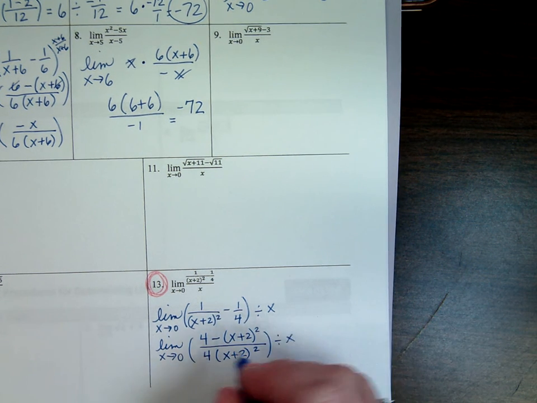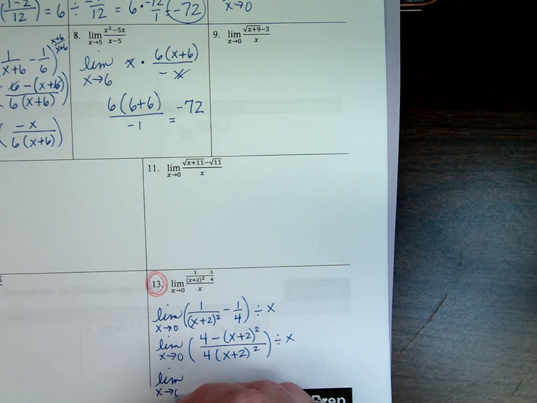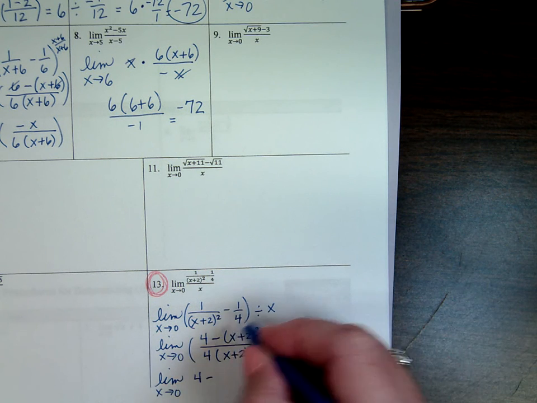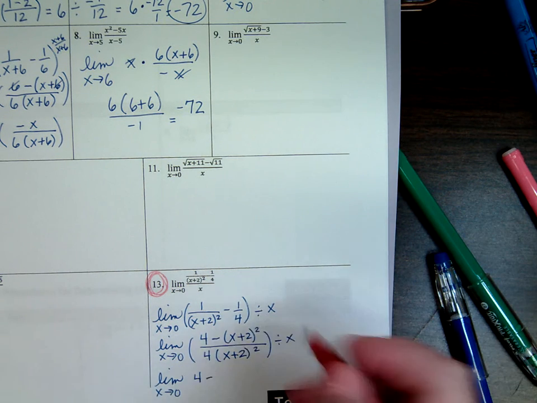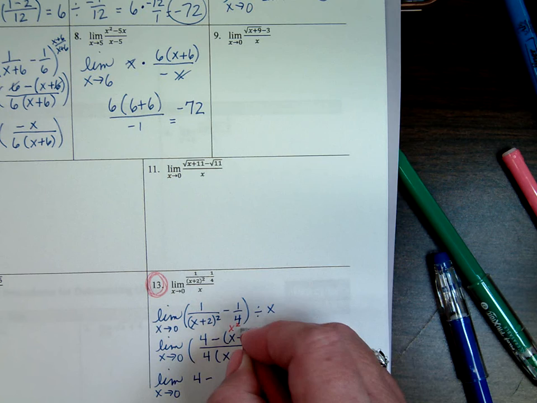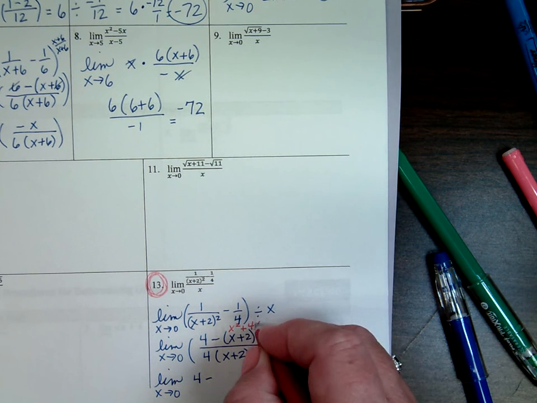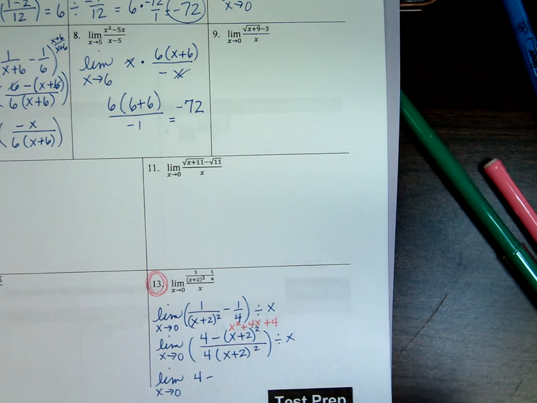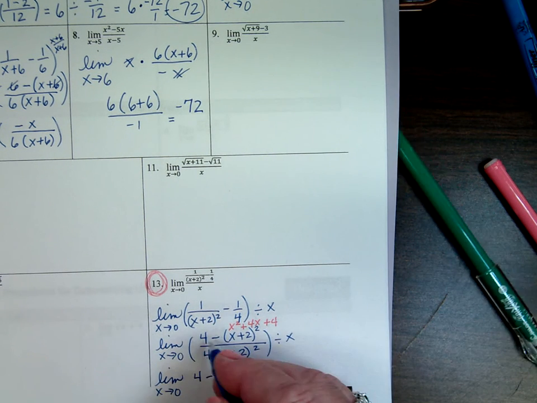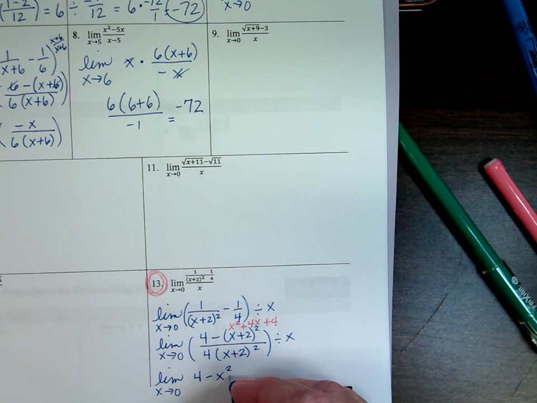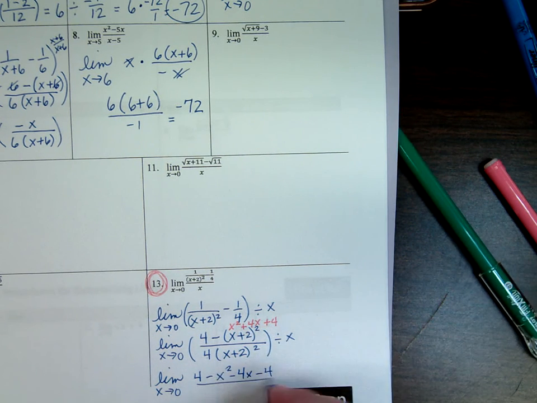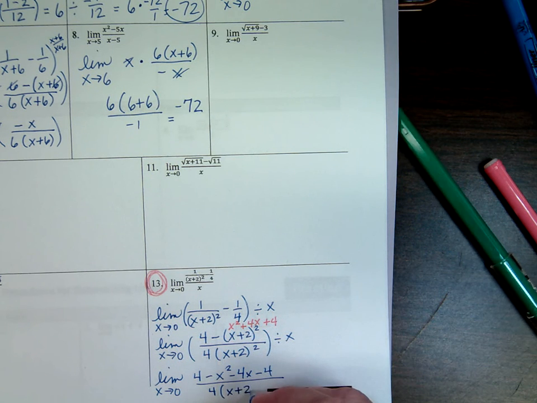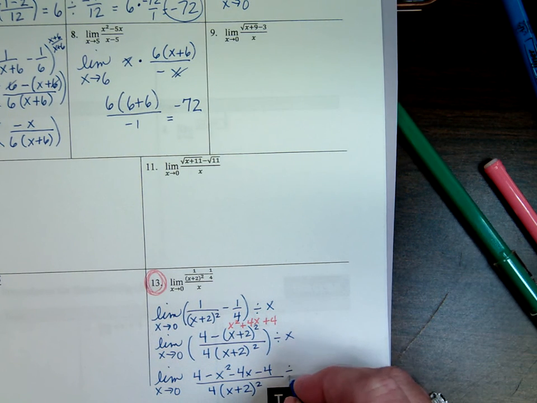So I'm going to do the limit as x approaches 0 of 4 minus, let's think about what this would be. I'm going to kind of squeeze it in here. Let me do it in a different color. So if I FOIL this, it's x squared plus 2x plus another 2x plus 4x plus 4. But I'm distributing the negative to that. So it's really going to be this 4 minus x squared minus 4x minus 4 all over 4 times x plus 2 quantity squared and then divided by x.